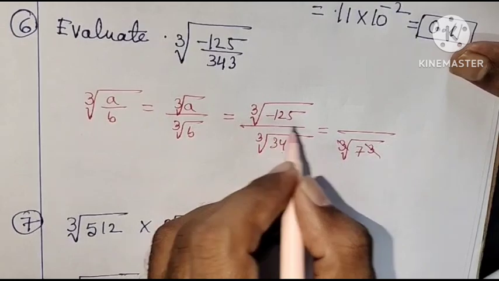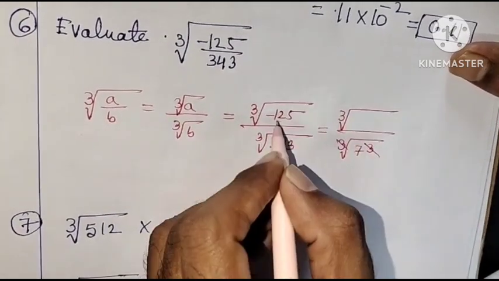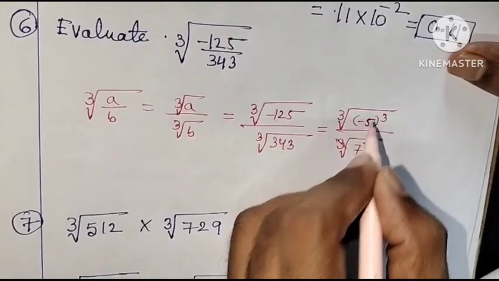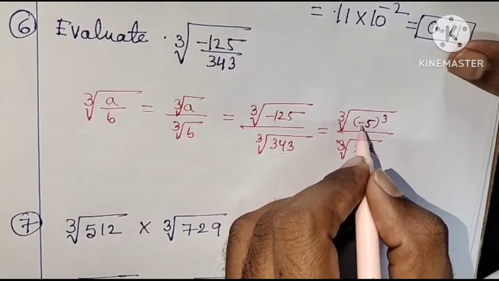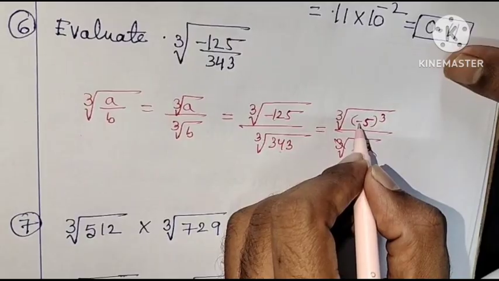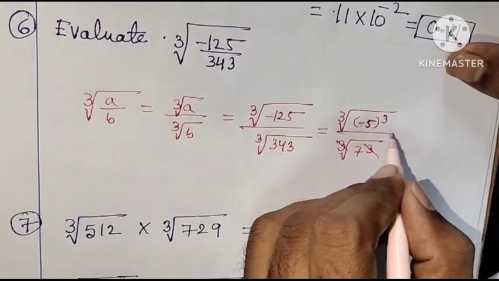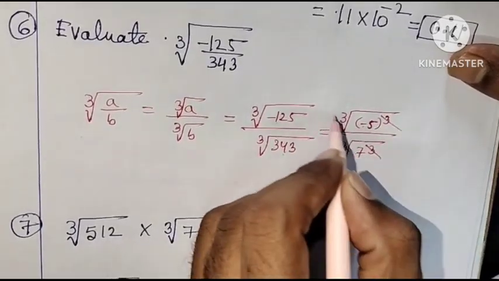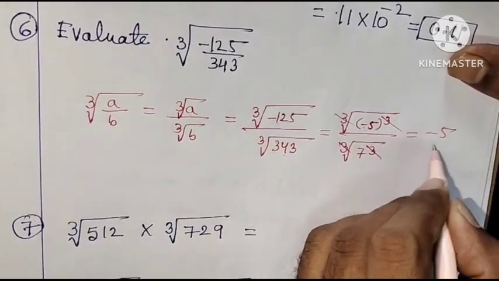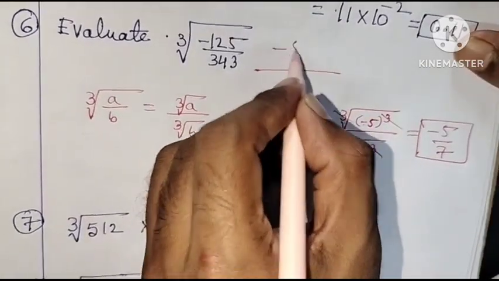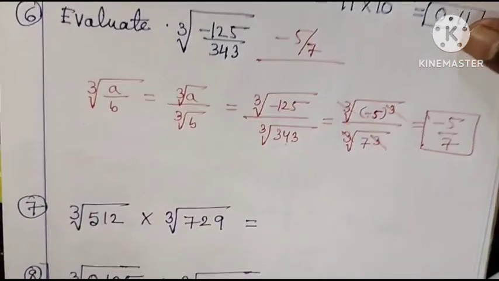And what about the numerator? Cube root of minus 125 can be written as minus 5 whole cube. Okay. So a negative integer to an odd power is always negative. That's why I consider minus 5 whole cube. Now the cube root cancels. We get minus 5 by 7. This is our final answer. So the answer is minus 5 by 7.